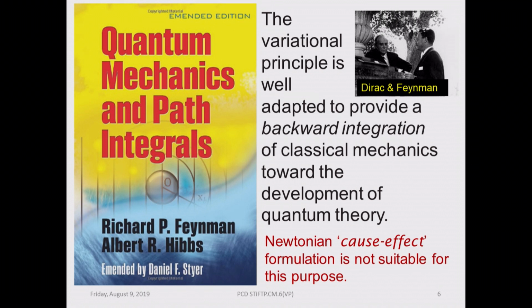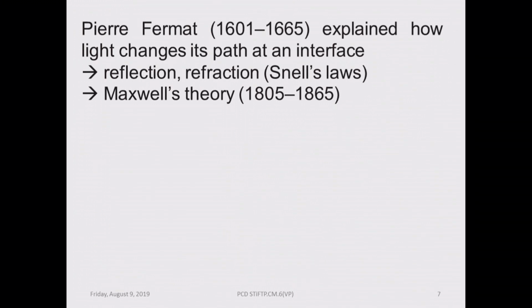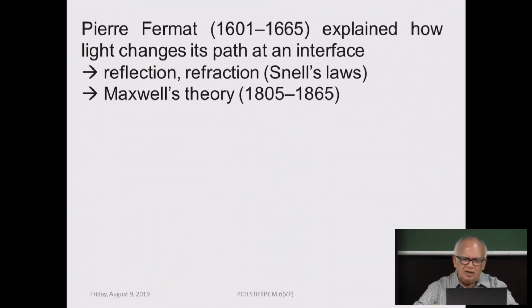So from the conceptual point of view, the development of quantum theory using the variational principle is really very fascinating. And this was done by Feynman, as I mentioned. It was based on a suggestion which Dirac had made, and Feynman worked on that suggestion intensely and ended up developing this alternative approach to quantum theory. So the history of the variational principle is pretty old.